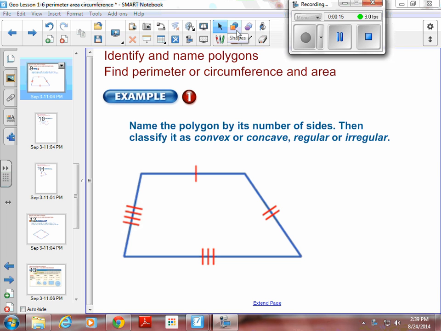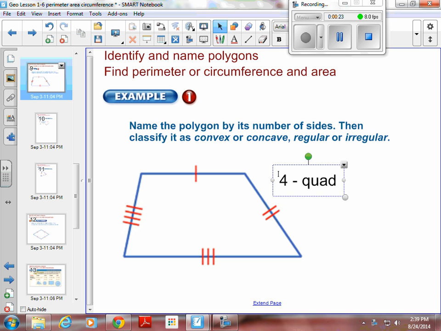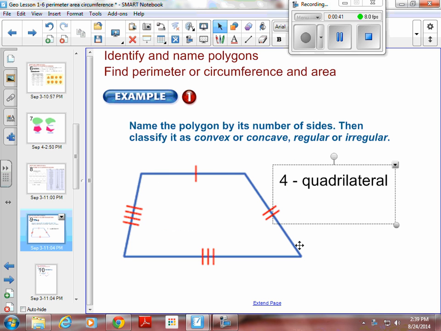All right, so this has 1, 2, 3, 4 sides. There are 4 sides. So a four-sided figure is called a quadrilateral. Okay, so we've got a quadrilateral. Is it convex or concave? Now, if we go back to our convex concave, does it have a cave? Does it have some place where the lines come back into the shape? Well, nope, they all stick out, so this would be considered convex.